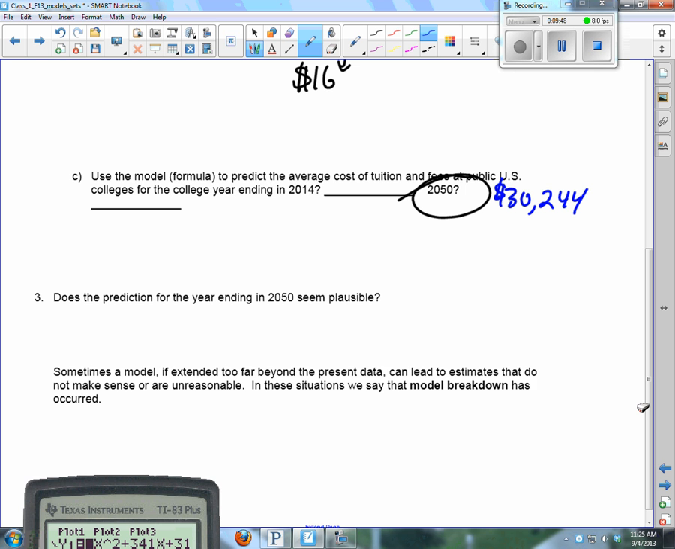So sometimes your models will, if you go too far outside of your data, your real data set, you have what we call model breakdown. The model is no longer really useful. So for the most part, you've got to be careful when you create a model. You want to try to stay within the parameters of your data set, not go too far outside on either end, unless you have really intimate knowledge about the field.